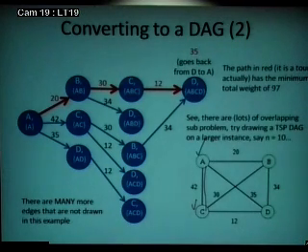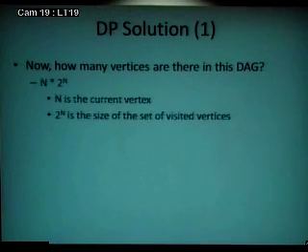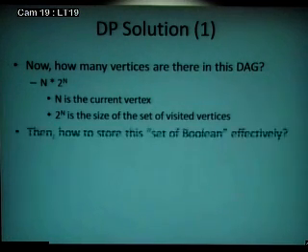So it's getting bigger, right? How many vertices are there in this DAG? N times 2 to the power of n. N is where you are now, and 2 to the power of n is the size of the possible subsets of visited vertices of this vertex. How to store this?